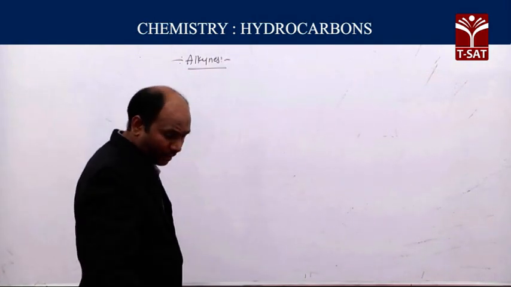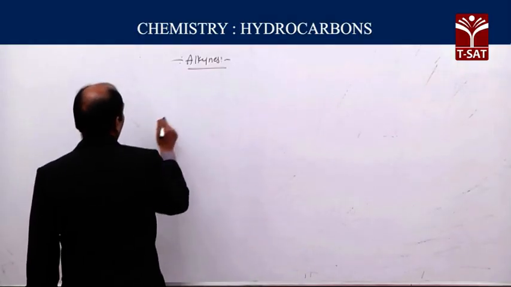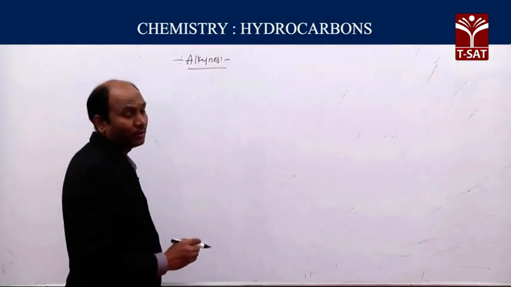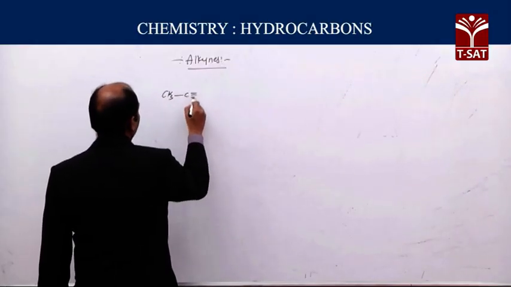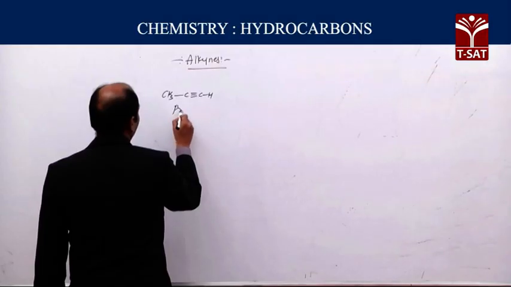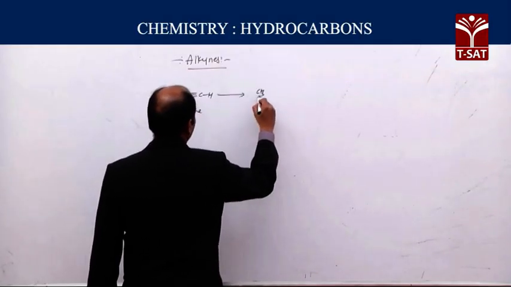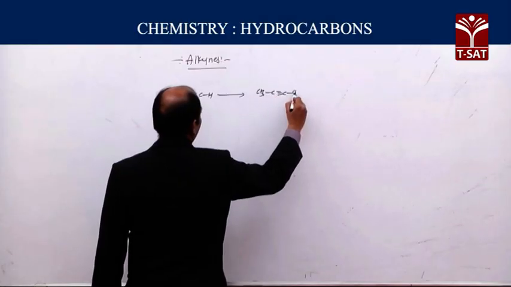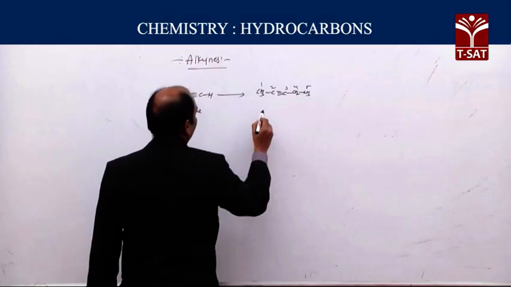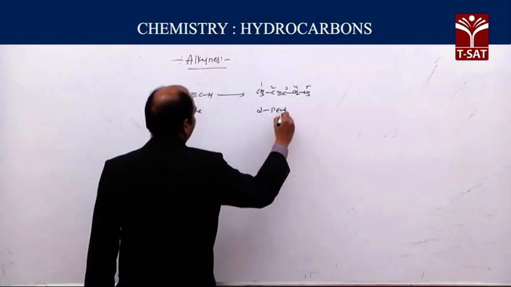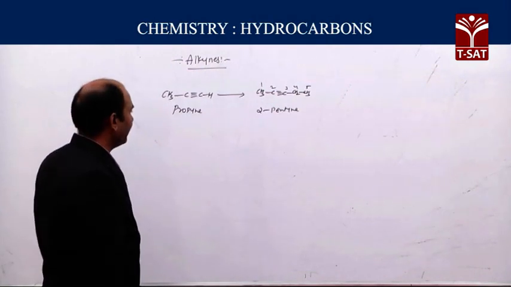This acidic hydrogen is also used to convert lower alkynes to higher alkynes. How can we convert lower alkynes to higher alkynes? Suppose I have one compound, CH3 C triple bond H, this is propyne. Now I want to convert this molecule into CH3 C triple bond C CH2 CH3, carbons 1, 2, 3, 4, 5. This is 2-pentyne. So how is propyne converted into 2-pentyne?